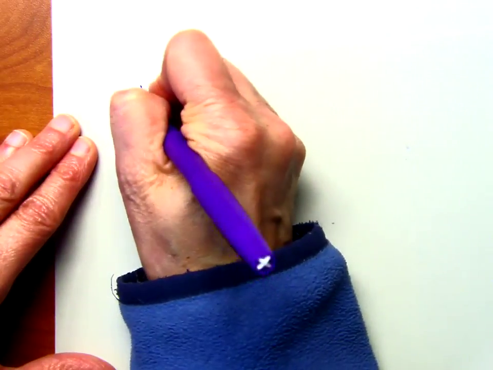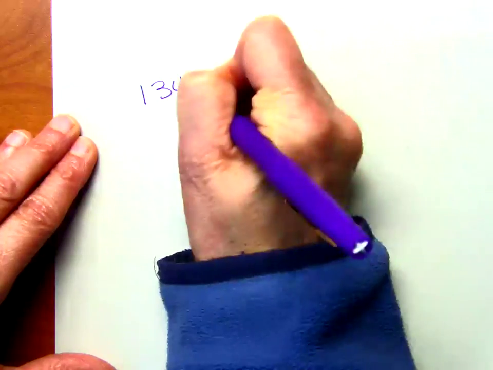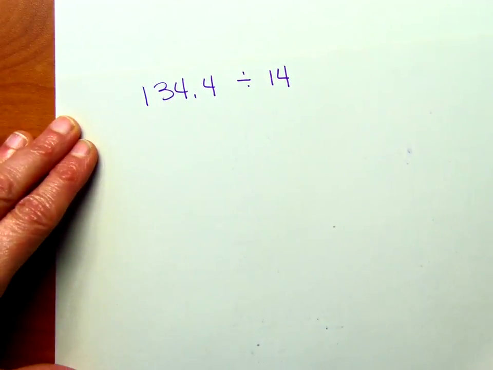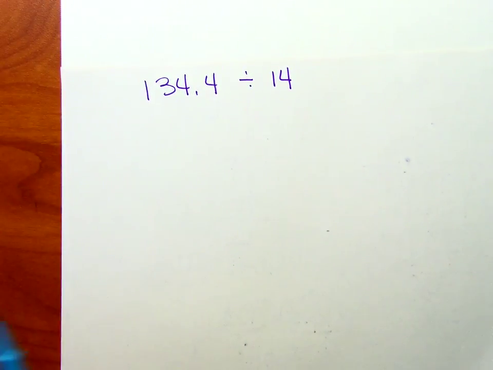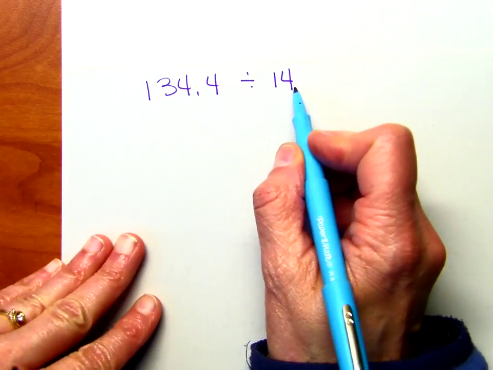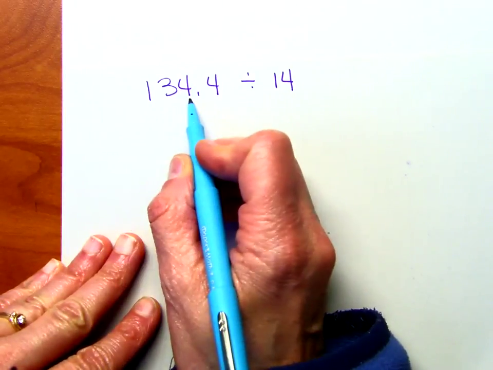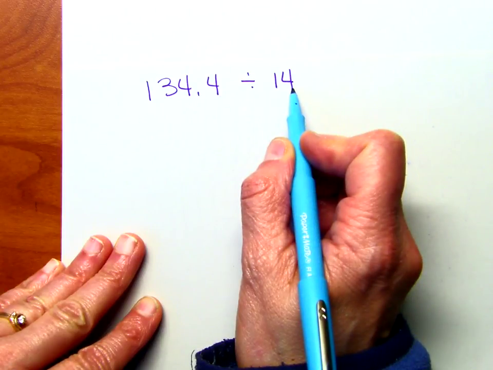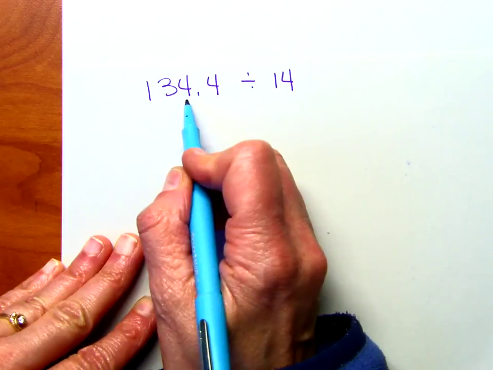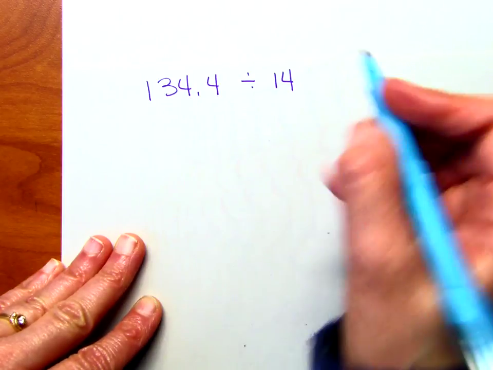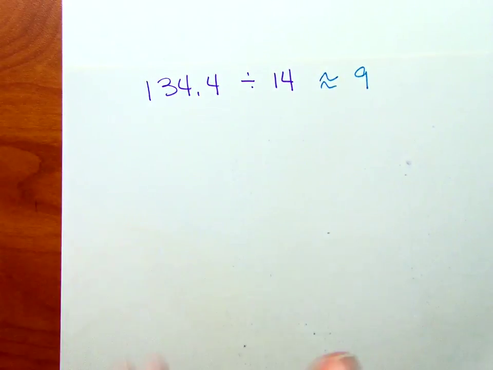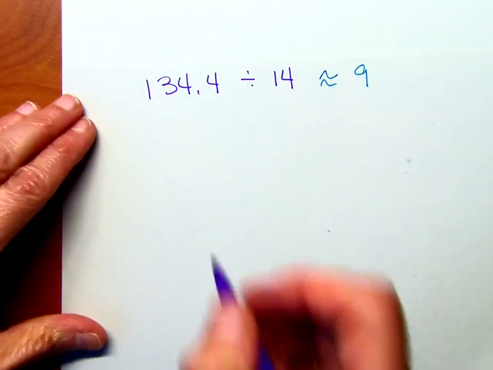Let's say we have 134 and 4/10 divided by 14. Now, if I were to do a little estimating, I'm going to say it's going to be less than 10. If this were 140 and I were dividing it by 14, then that would be 10. But because this is slightly smaller than 140, I'm going to say it's going to be about 9. Let's go ahead and do the math now.